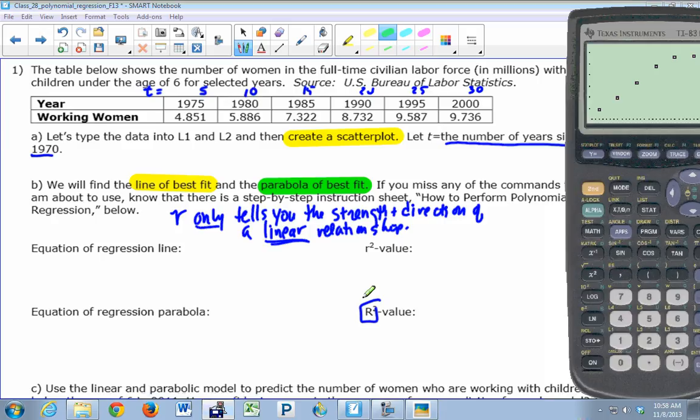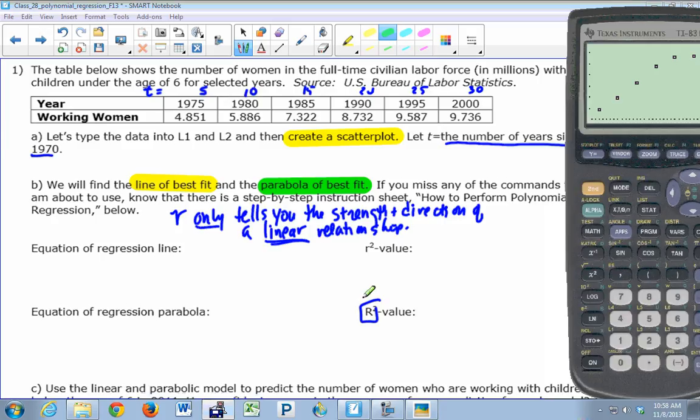R square, the closer it is to 1, the stronger it is. Your R square values go between 0 and 1 because you're squaring it. There's no such thing as negative R square values. So very similarly to our R, the closer and closer you are to 1, the stronger your association, the better your fit for your model.